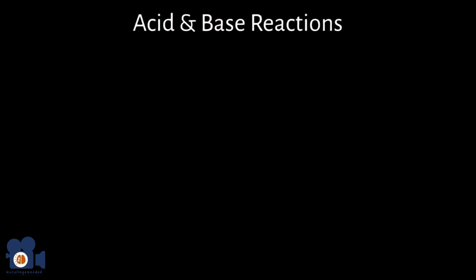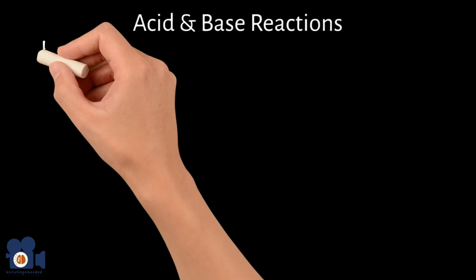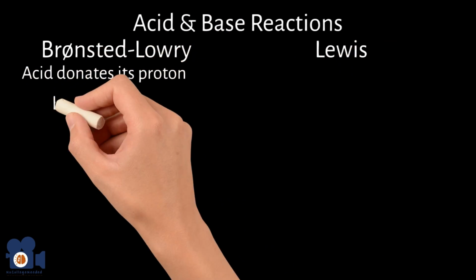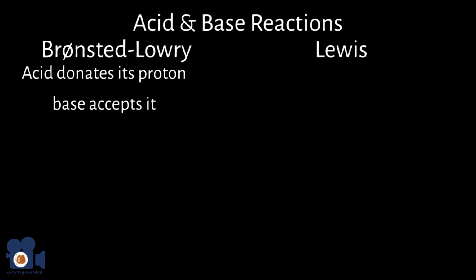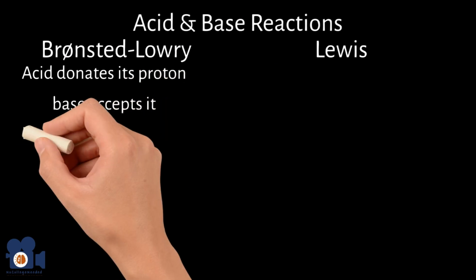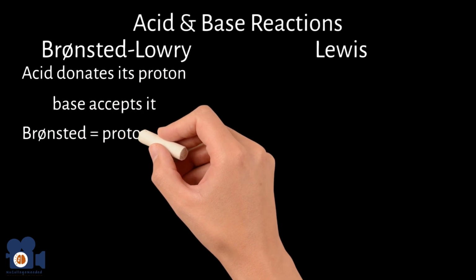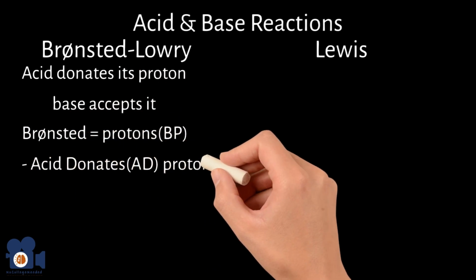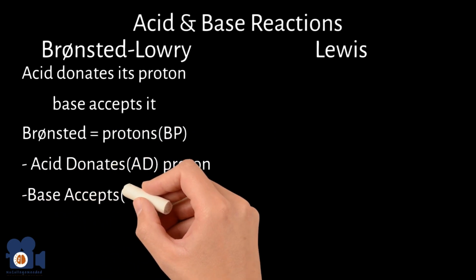There are two main theories that describe acid-base reactions: Brønsted-Lowry and Lewis. The Brønsted-Lowry says that the acid donates its proton to a base that accepts it. A good way to remember this is that the Brønsted concerns protons, BP, and in it, the acid donates, AD, its proton, and the base accepts, BA.